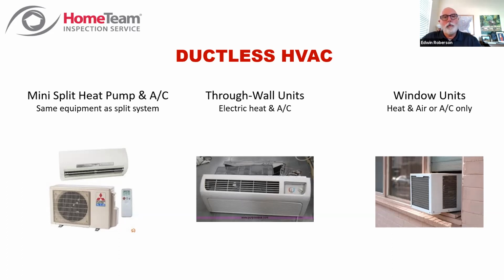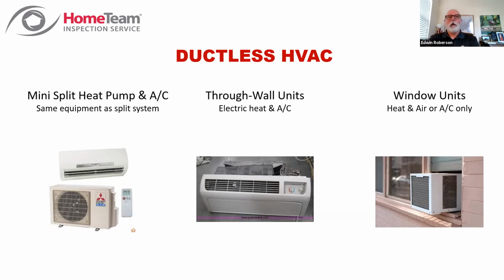Then the middle is what's called a through wall unit. This is what you see in 99% of your motel rooms, where you've got the system in the wall, and you walk over, you manually turn on the heat or the air conditioning, and that's electric heat with air conditioning, very similar to a wall air conditioner. And then you have the old window units.